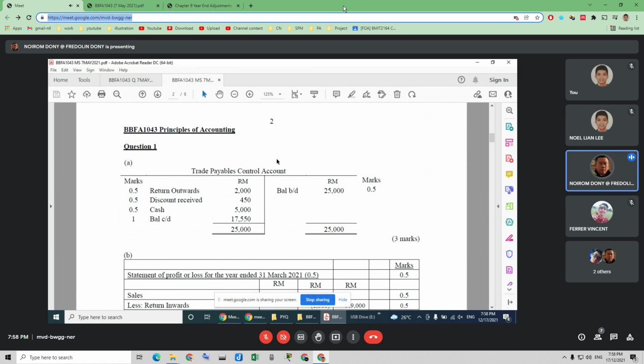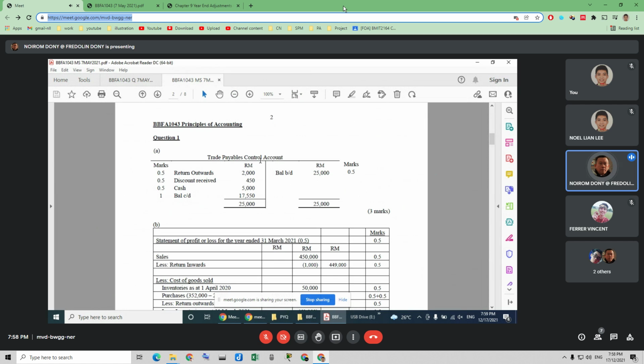And then the last one is prepare the statement of financial position. So all these are calculation. So meaning you have 25 marks, calculation. So if you understand how to do the statement of profit or loss and the statement of financial position, you can get the answer 100% correct, if you understand. So there is a possibility to get full marks.